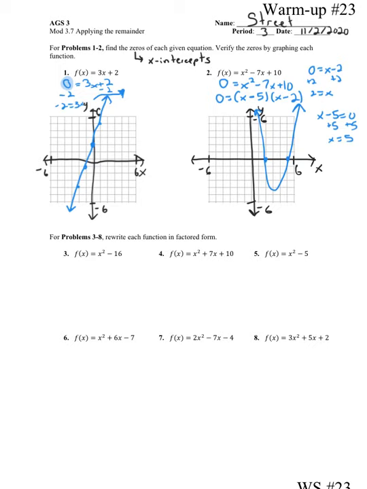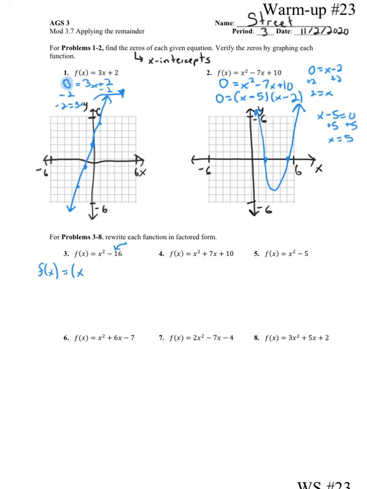That's what we're doing for problems 1 and 2. So we're finding the zeros algebraically, and we're verifying them by graphing. Problems 3 through 8, I just want to be able to rewrite each of these in factored form.